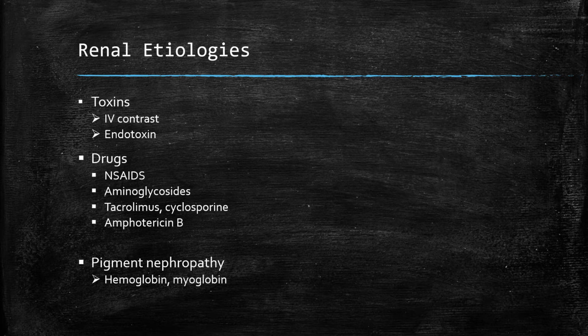The renal etiologies for acute kidney injury are related to toxins and drugs that directly damage the filtering apparatus. IV contrast is a particular problem on the vascular surgery service since they use it a lot for diagnosis and therapy. There are multiple drugs that are known to be damaging to the kidneys.